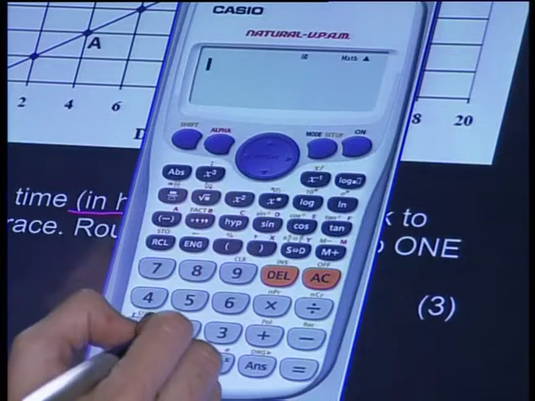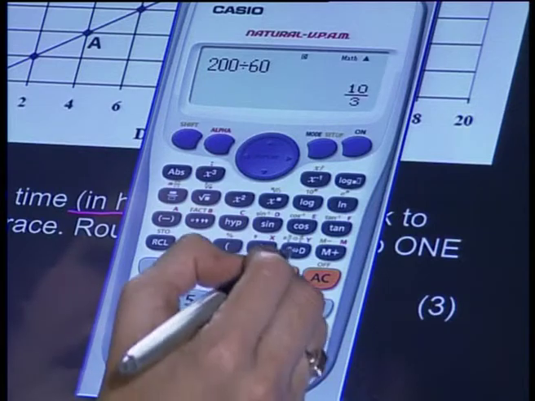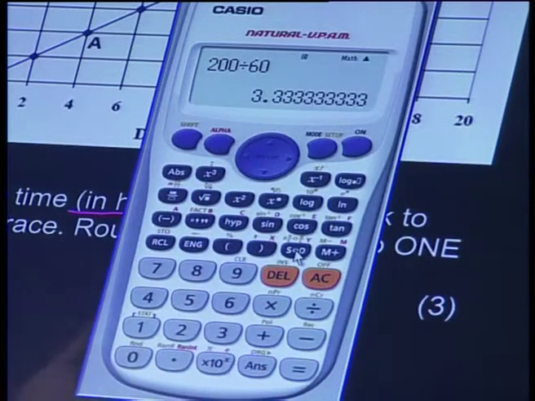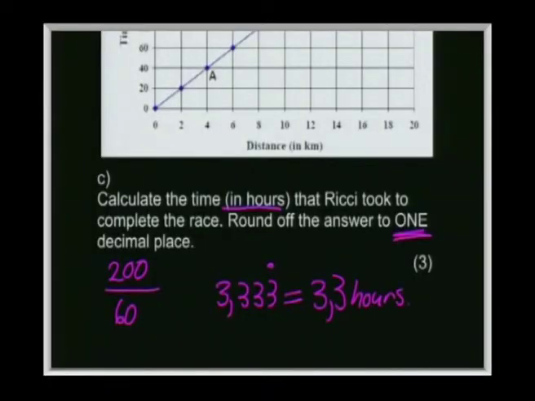And let's see what our calculator can do. 200 divided by 60, and we get 3,333. And we're asked to round the answer off to 1 decimal place over here. So 3,333 recurring, and we want to round it off to 1 decimal place. So it will be 3,3, and we always have to put in a unit, and our unit is hours. Right, let's move on to D.